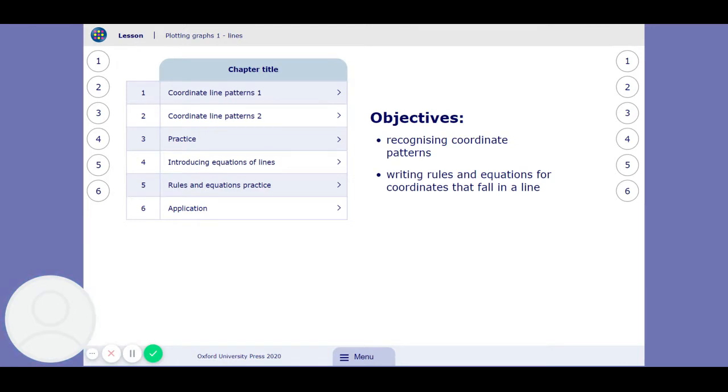You might have understood absolutely everything in the coordinates ones before, and you could have done the homeworks without any help at all. But this one, I get the feeling that it's going to be really useful that you listen to this, perhaps go through it yourself, perhaps listen to it again, perhaps you'll still have to ask some questions. But we're going to look at recognizing coordinate patterns and rules and equations for the coordinates that fall in a line. So it's starting to do drawing graphs, not just making shapes of coordinates, but drawing lines and getting equations for them. So let's begin.